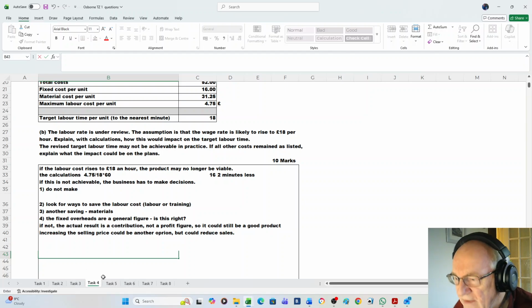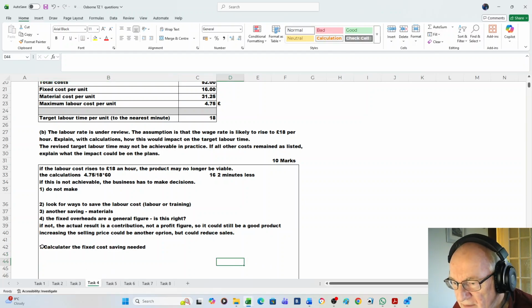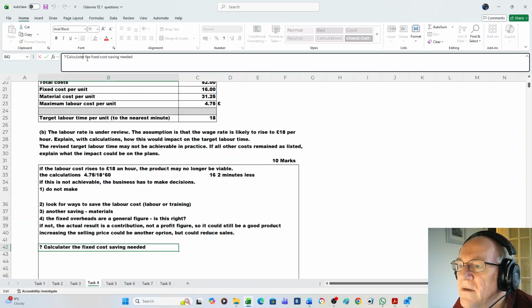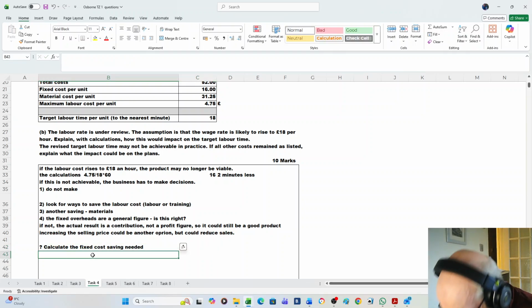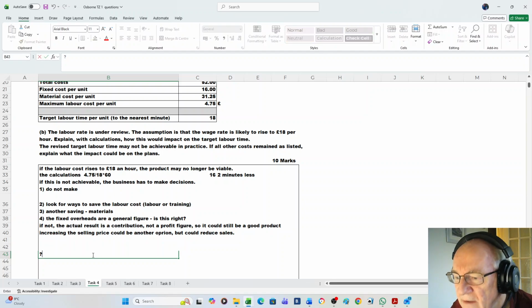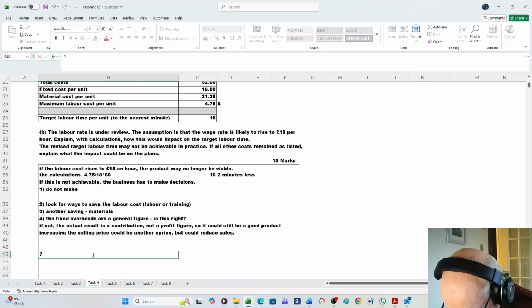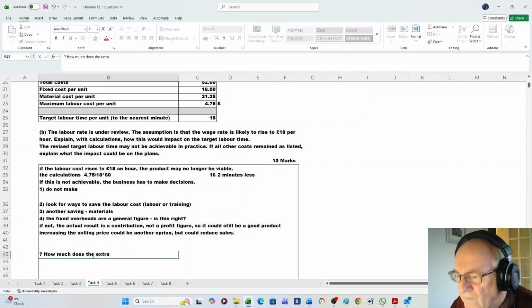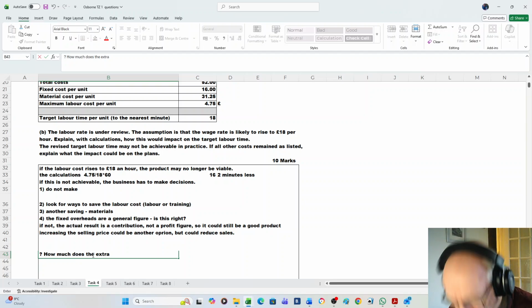Hang on, let's get this one in. Hang on. Calculate the fixed costs saving. In other words, what would happen, and then also obviously how much does the extra cost reduce the profit by?